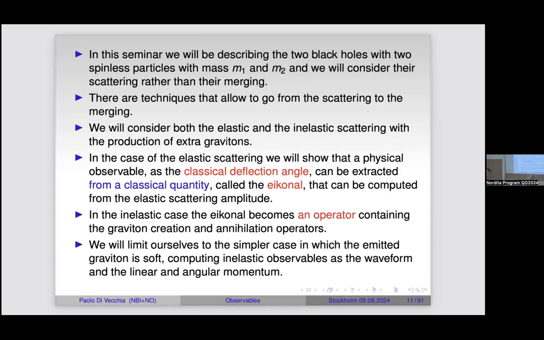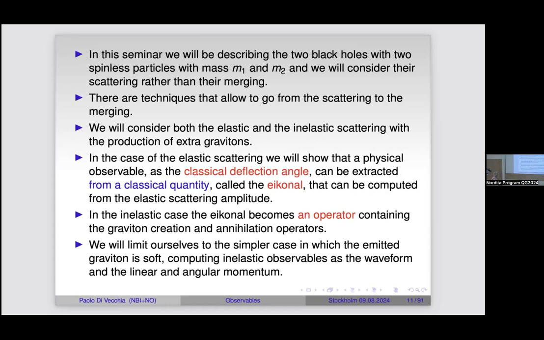Now, in this seminar, I will be describing two black holes as two spinless particles with masses M1 and M2. And I will consider the scattering rather than the merging. There are techniques to go from the scattering to the merging, but I don't have time to discuss them. And I will consider elastic and inelastic scattering, with production of an extra graviton.